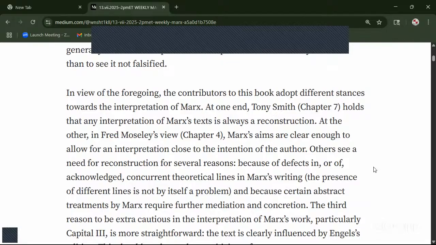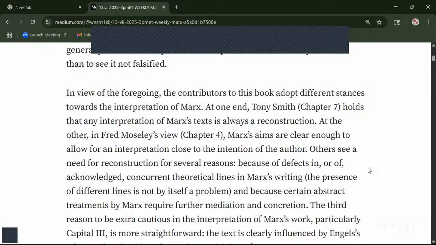At one end, Tony Smith, that is chapter 7, holds that any interpretation of Marx's text is always a reconstruction. At the other, in Fred Mosley's view, chapter 4, Marx's aims are clear enough to allow for an interpretation close to the intention of the author. Others see a need for reconstruction for several reasons: because of defects in or acknowledged concurrent theoretical lines in Marx's writing, the presence of different lines is not by itself a problem, and because certain abstract treatments by Marx require further mediation and concretion.